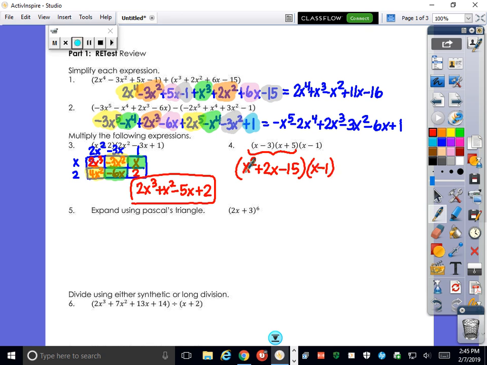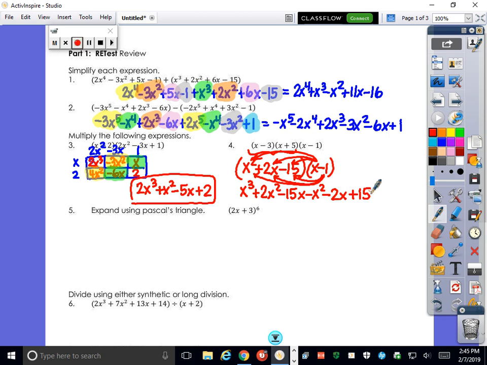So x times x squared is x cubed. We're distributing this, and then we're distributing this. So we have to distribute 6 times. Okay? So x times x squared is x cubed. X times 2x is 2x squared. X times negative 15 is negative 15x. Negative 1 times x squared is negative x squared. Negative 1 times 2x is negative 2x. And negative 1 times negative 15 is positive 15.